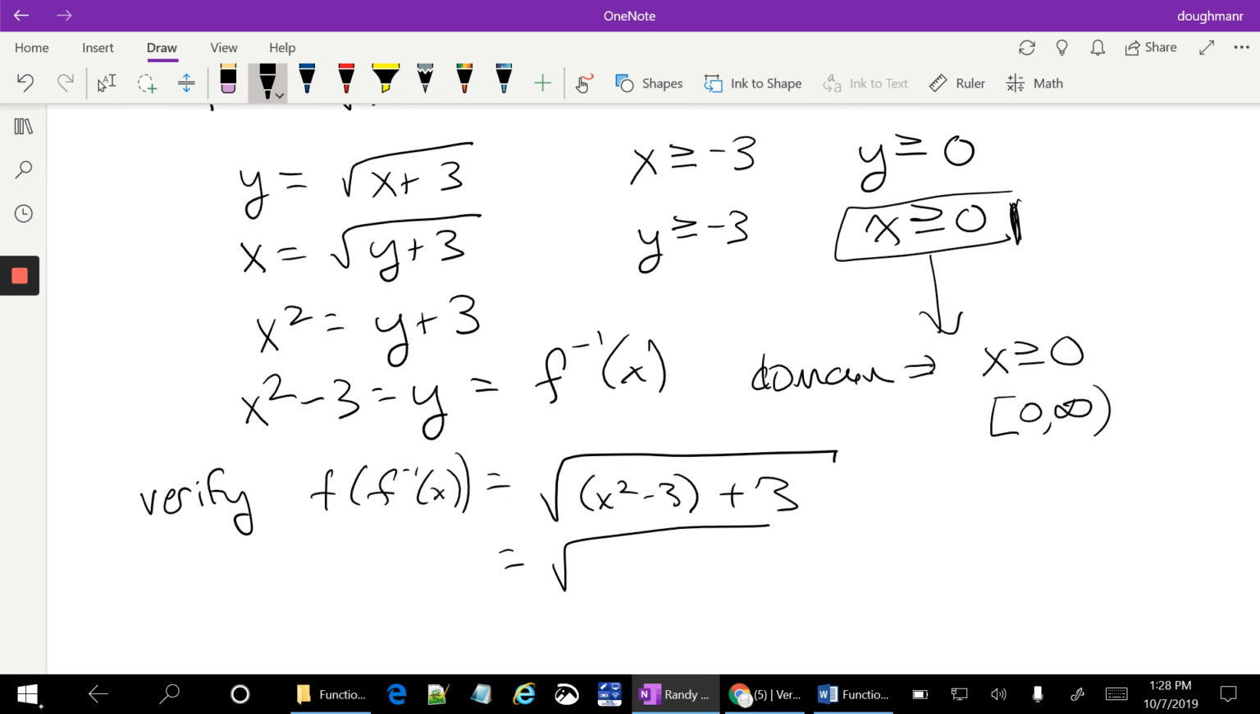And what I get is the square root of x squared minus 3 plus 3, which is simply x squared. And the square root of x squared is x. So we verified. I'll leave the inverse of f of x for you to find and verify.